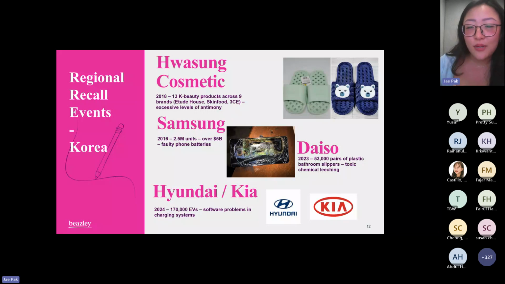And we had Daiso in 2023. They had to recall about 53,000 pairs of plastic slippers because of toxic chemical leaching. And also Hyundai and Kia had to recall about 170,000 EVs because of software problems in their charging systems.